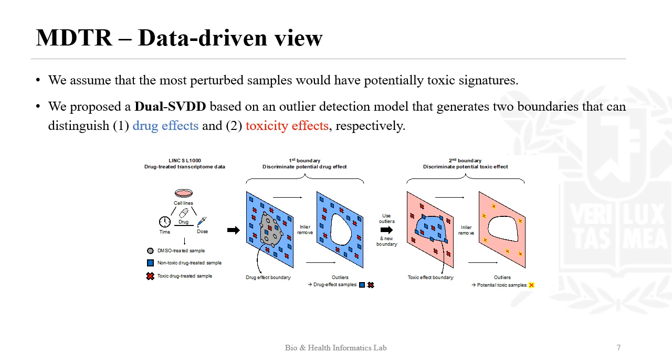First, in the data-driven view, the most perturbed samples in the data are selected. We proposed a dual SVDD based on the outlier detection model, which identified the most perturbed drug-treated samples through a first boundary that distinguishes the drug effect, and a second boundary that distinguishes the toxic effect.